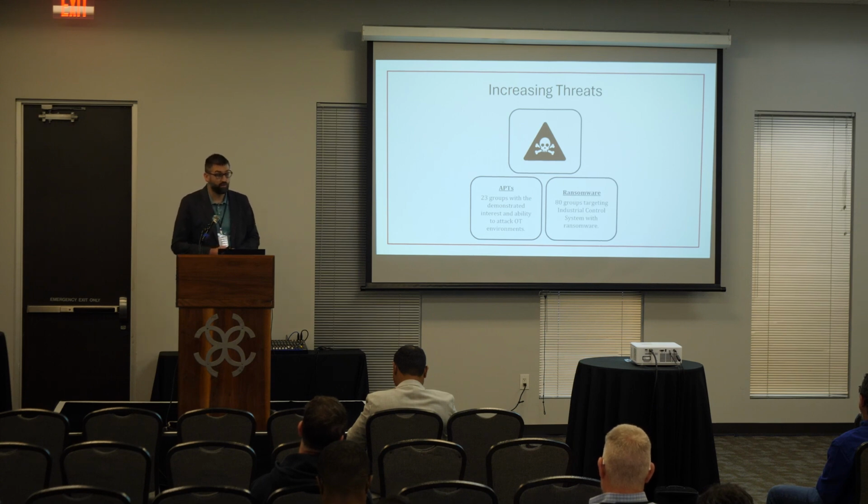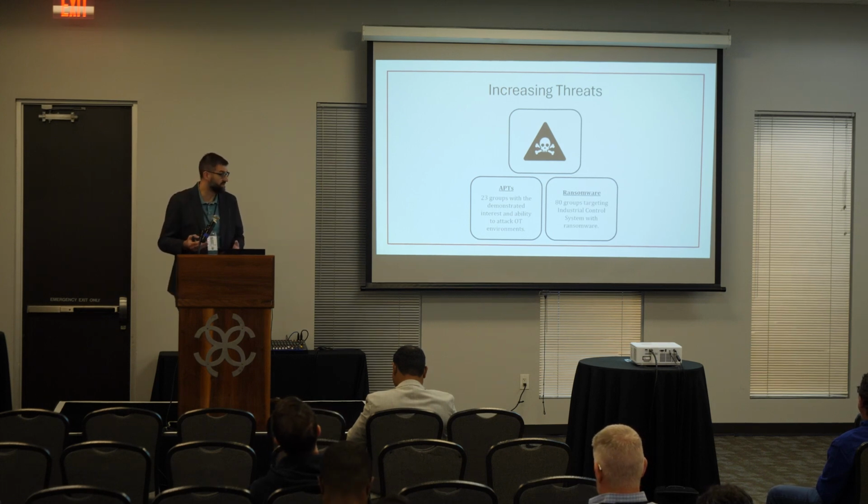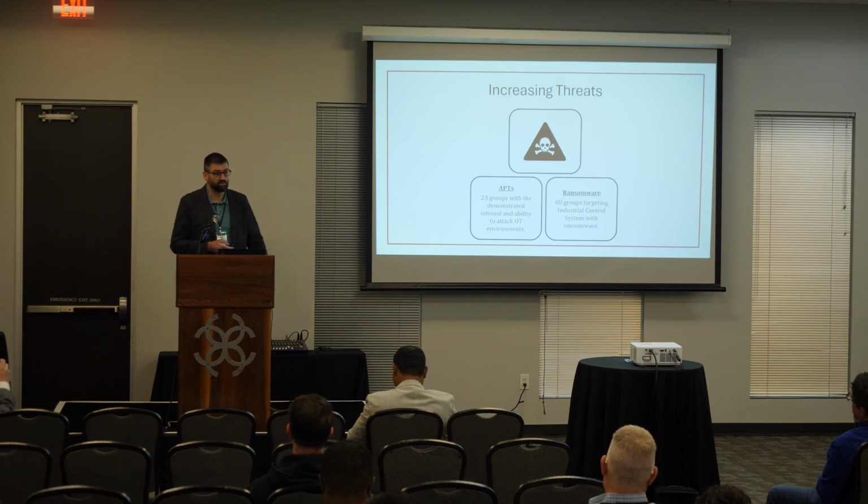On the ransomware side of the house, we see 80 groups now that are being tracked that are targeting industrial control systems with ransomware. I think the latest number I saw was about 1,700 different ransomware attacks on industrial control systems last year. The number of groups, 60% increase over last year. So we've got all these different threats.